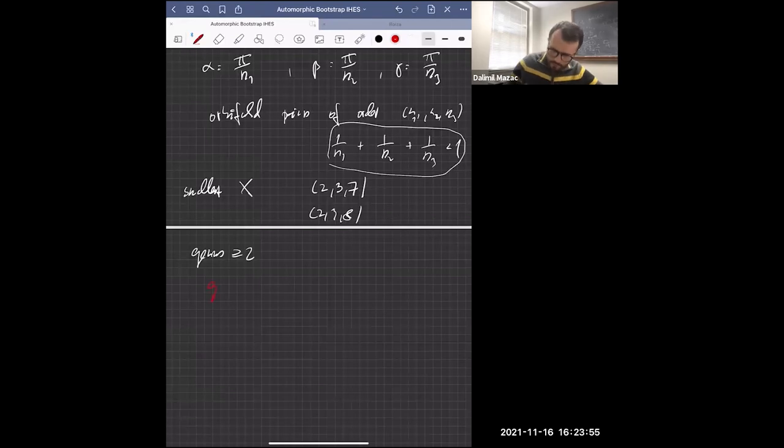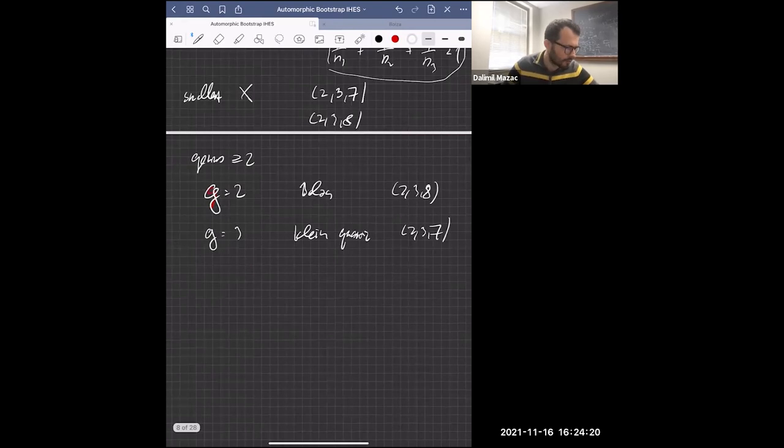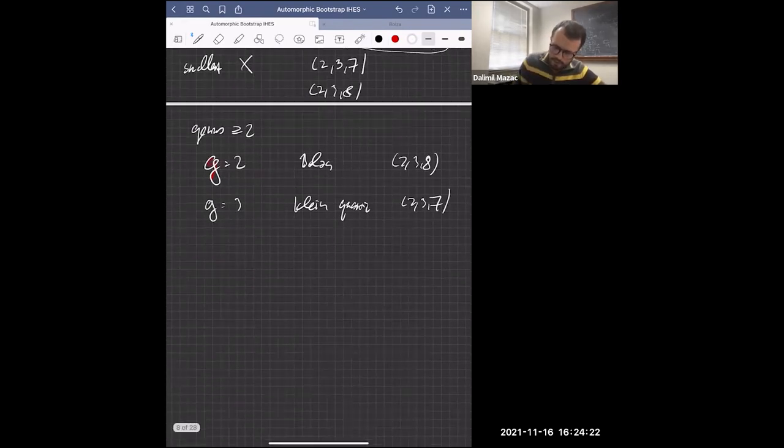So for genus two, the most symmetric point is the Bolza surface, which comes from gluing 2, 3, 8 triangles. And for genus three, the most symmetric point is the Klein quartic, which comes from gluing 2, 3, 7 triangles. So in some sense, the Klein quartic is even more symmetric than the Bolza surface because it comes from gluing smaller triangles. Okay, very good. So that's the end of the setup, and I'll start describing the bootstrap approach, unless there are some questions about the basic setup.